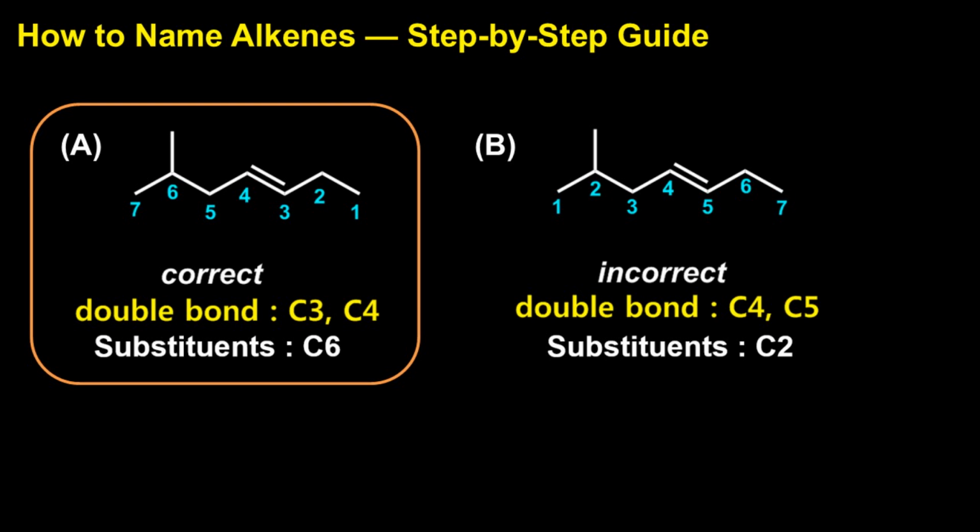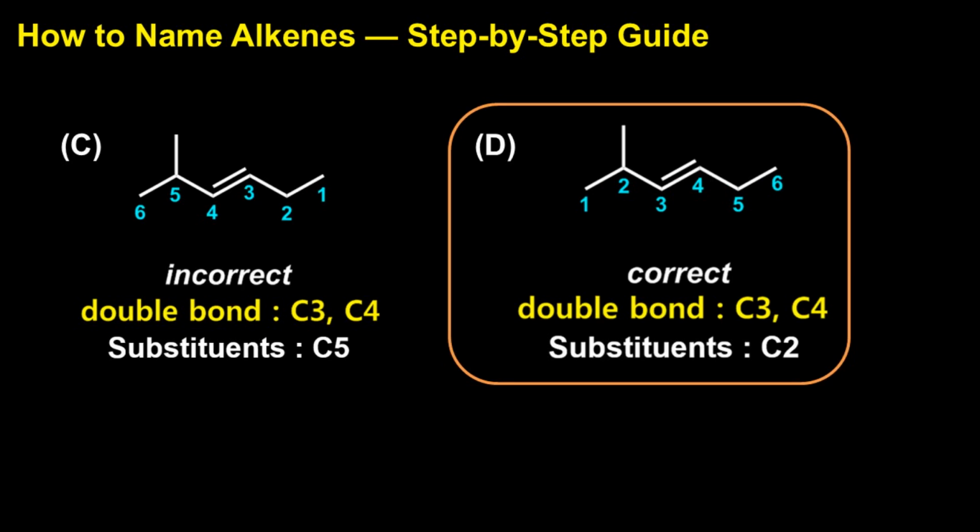Let's put that rule to the test. Check out these 2 structures. Same molecule, but different numbering. In structure A, we number from right to left. The double bond is between carbon 3 and 4, which is nice and low. The substituent lands on carbon 6. This one's correct. Now look at structure B. We number from the left this time. The double bond is between carbon 4 and 5, and the substituent is on carbon 2. But here's the thing. We always prioritize the double bond, so even if the substituent gets a lower number, this way of numbering is incorrect. Bottom line, always give the double bond the lowest number you can.